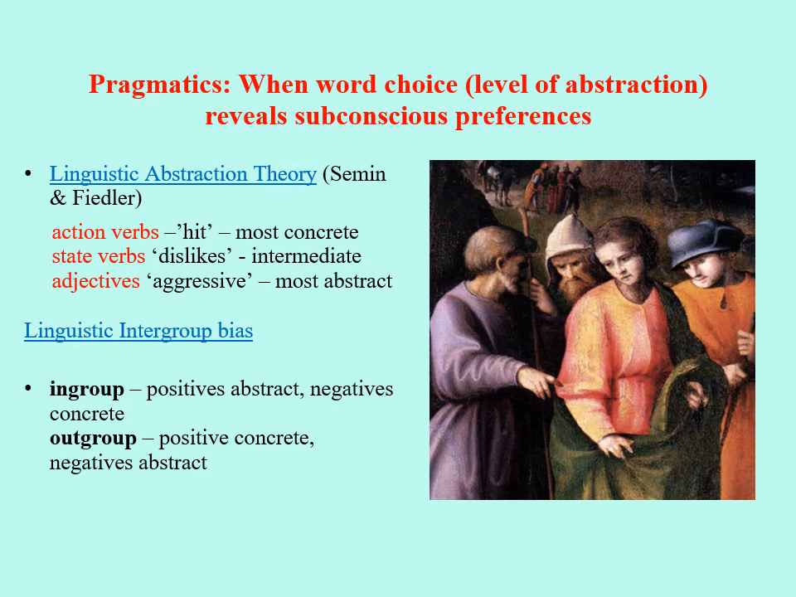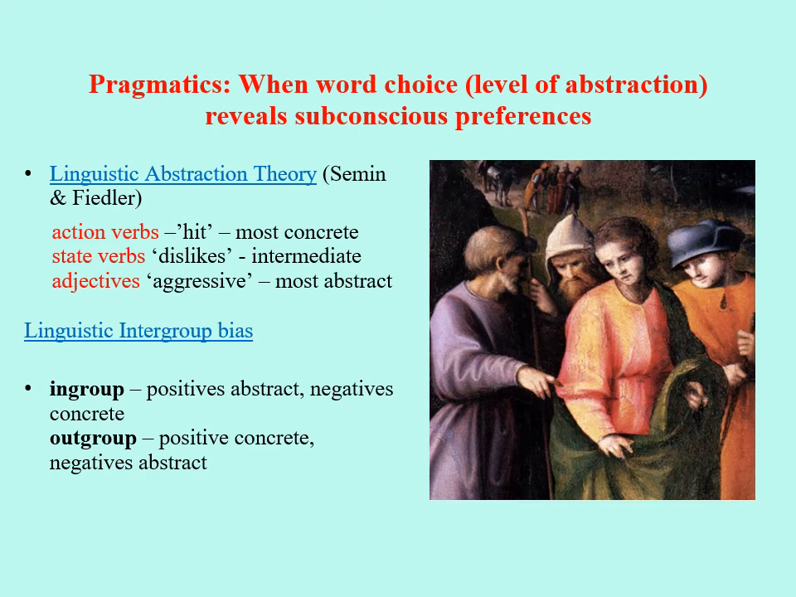We have seen before that sometimes the subconscious choice of past tense or present tense is actually meaningful and gives away something about the speaker's attitudes. Another subconscious verbal signal has been described by Semin and Fiedler in their linguistic abstraction theory. In that theory, they argued that the level of abstraction of the words people use to describe social situations and people is unconsciously indicative about their attitudes to the particular description.